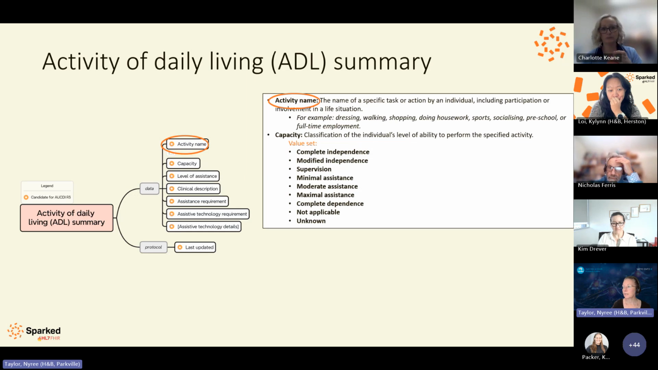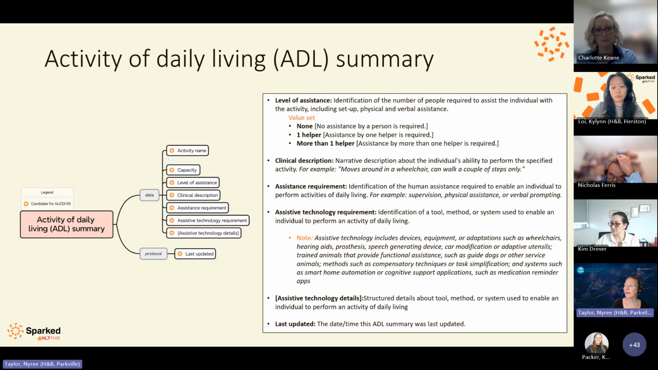Then the capacity is the classification of that individual's ability or level of ability to perform the specific activity. The value set for the capacity is informed by the ICF, those values that we had a couple of slides ago, and the FIM. So we've got a range from complete independence right through to complete dependence or maximal assistance, and then not applicable and unknown. So we're able to start qualifying the capacity of the individual to perform that activity.